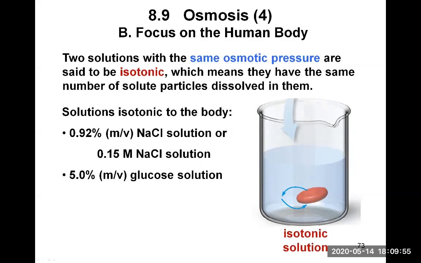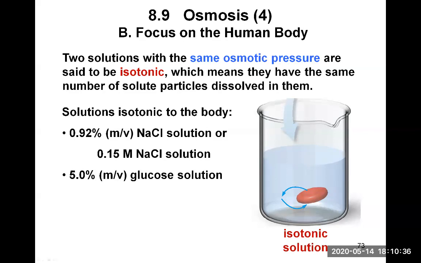That's why, with the same concentration unit of percent by mass per volume, it's 5% if it's a glucose solution, and it's 0.92% if it's a NaCl solution. And when a red blood cell is placed into an isotonic solution, it will be happy and healthy and will keep its biconcave disc shape. Red blood cells have a particular shape, and it will keep that shape and be healthy.